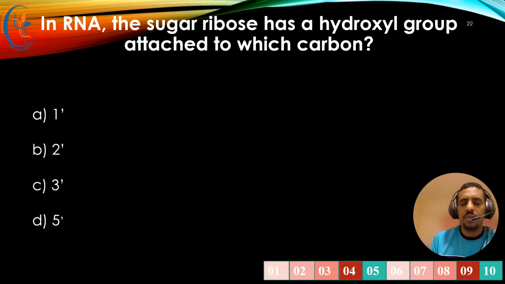Okay, let's move to the next question. In RNA, the sugar ribose has a hydroxyl group attached to which carbon? 1', 2', 3', or 5'?